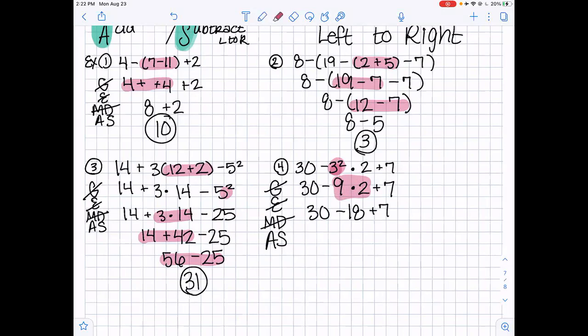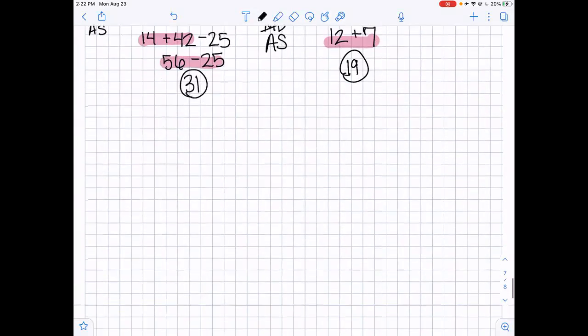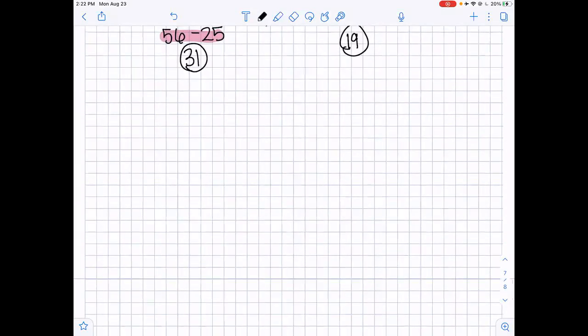So now there's no more multiplying or dividing to do. So we add or subtract from left to right. So 30 minus 18 is 12. And then 12 plus 7 is 19. Good. One more thing to put in your notes today.